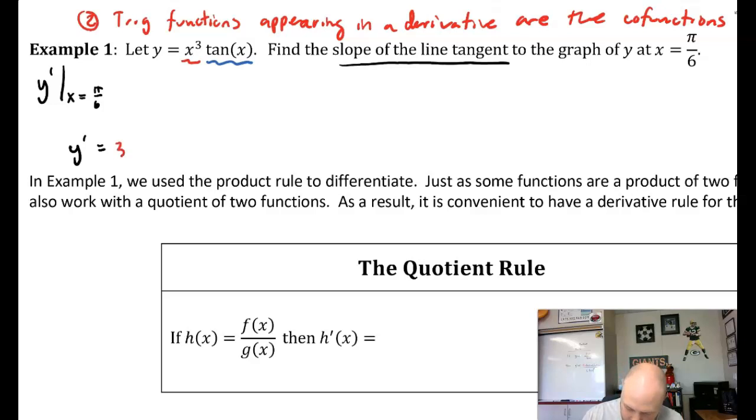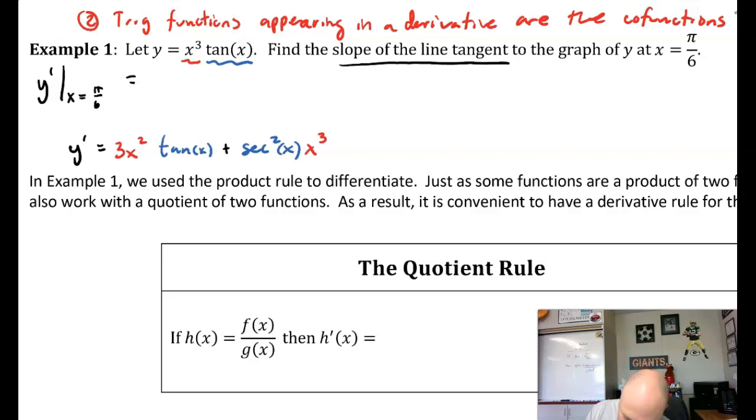So the derivative of the first, 3x squared, times the second, tangent of x, plus the derivative of tangent. Well, we just did that one. Tangent is paired with secant, and the derivative of tangent or cotangent is always the other function squared. So secant squared of x times x cubed. There is my derivative.